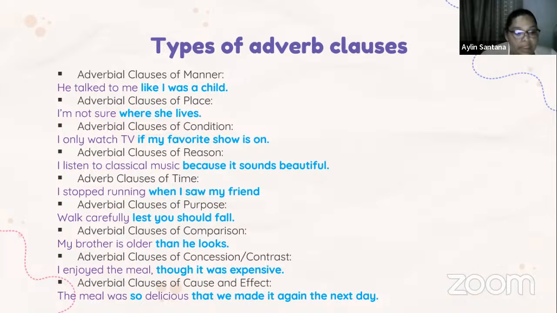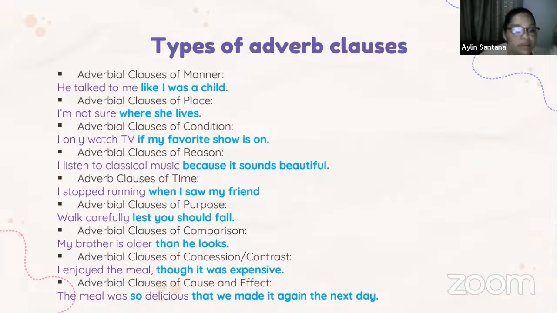Okay. And the last one, adverbial clause of cause and effect. Adverb clauses of cause and effect indicate why something happened. They start with an adverb such as because, since, and so that or that. For example, the meal was so delicious that we made it again the next day.